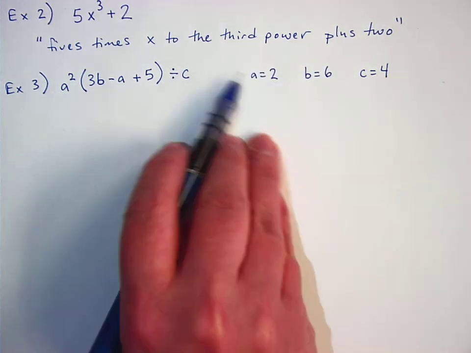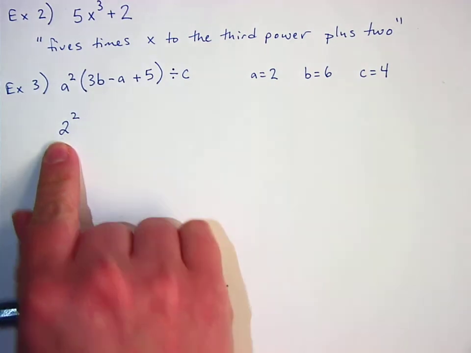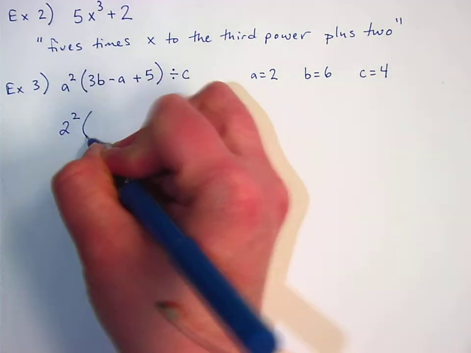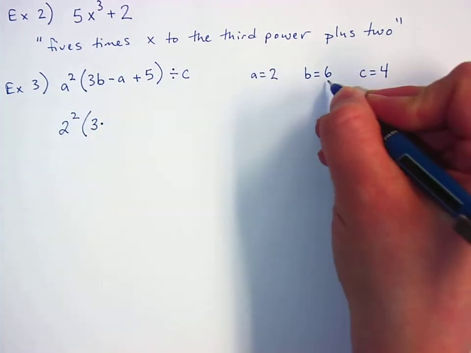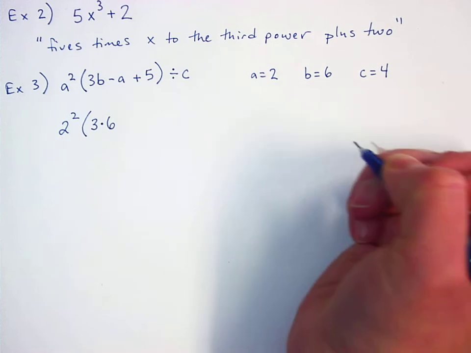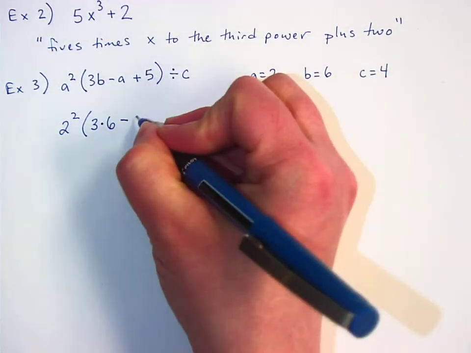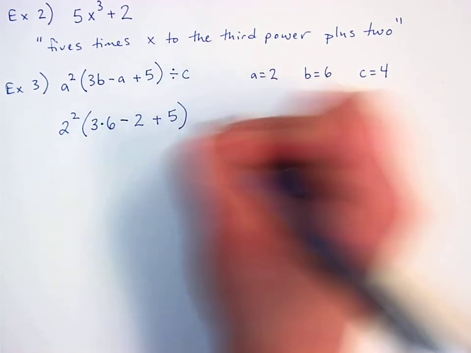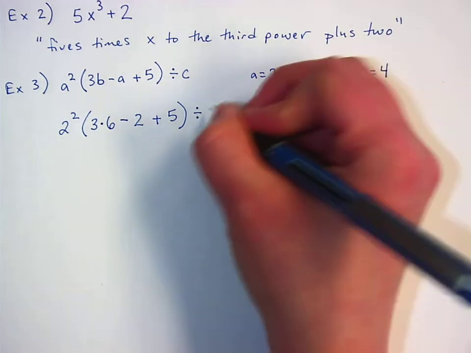So A is actually 2, so I'm going to write 2 squared. Notice that I didn't write A2. I replaced the A completely with a 2. Parentheses, this is 3 times, because they're right next to each other, B, which is a 6, minus A, which is a 2, plus 5, divided by C, which is 4.